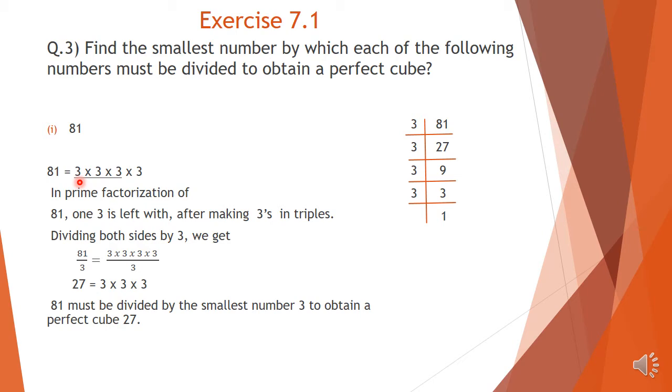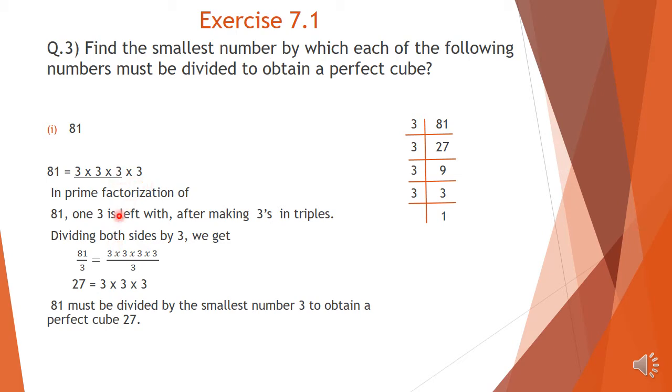And first 3 3's form one group of triplet. Okay. 3 number repeating time we have to underline. And now see which factor is left with now, not in a group of 3. So here 1 3 is left with. So children, in the prime factorization of 81, 1 3 is left with after making 3's in triplets or 3's in a group of 3. So dividing, we have to use this number for division.